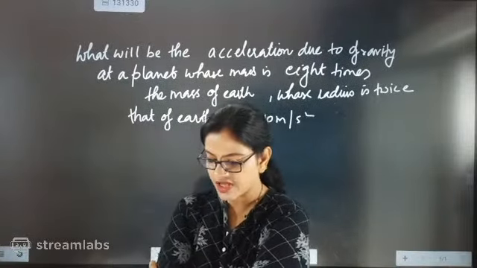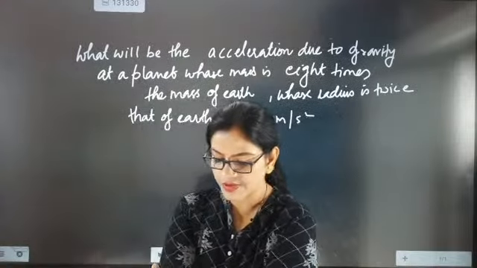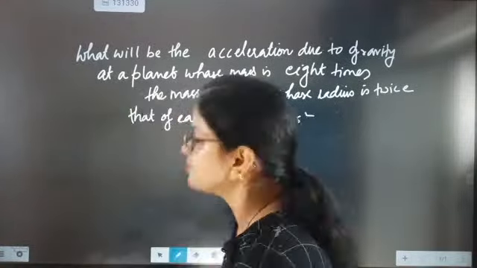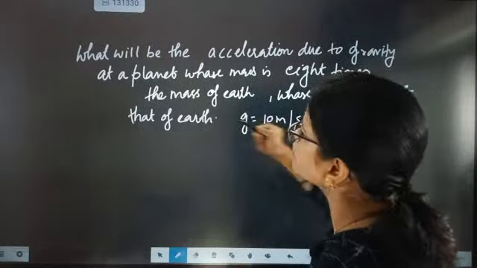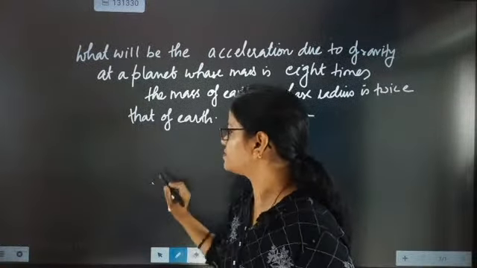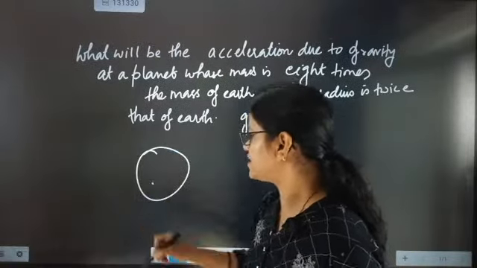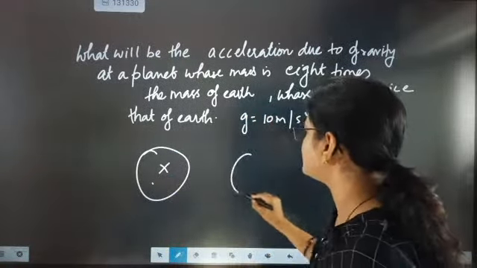Okay, Keshav has given the answer 20 meter per second square. Shrutika has given the answer 20 meter per second square. So now look here, exactly what is given to you. What will be the acceleration due to gravity of a planet? So now one planet is there. Let us take the name of the planet as X, and the other planet is Earth.